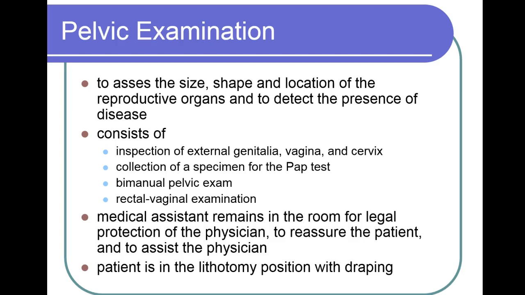The pelvic exam is used to check out the size, shape, and location of reproductive organs, and obviously looking for disease. And as I said, it consists, I call it, of 3 parts: inspection of the external genitalia, vaginal, and cervix, collection of the pap, bimanual exam, and then some places call the rectovaginal a separate part on its own. But with the breast, this gives a total of 5 parts, which you will discuss, especially when you're doing your comp. The medical assistant remains in the room, so there's someone in there besides the physician as this process continues.